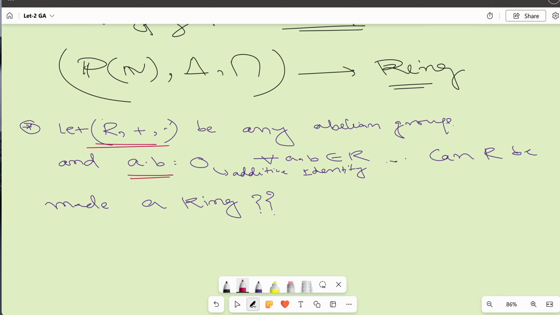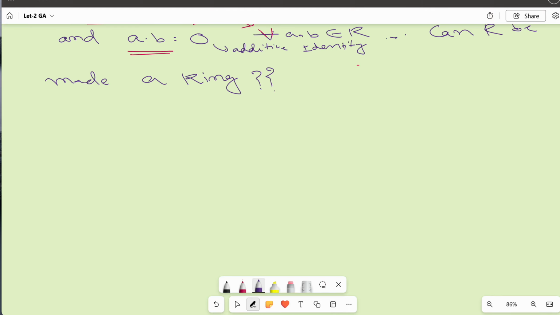That means R plus is given to you as an abelian group, and for every A comma B inside R, A dot B equals 0, and 0 is the additive identity, the identity with respect to the first operation, plus. Can R be made a ring? Just think about it. The answer is yes. You can give a ring structure on R.